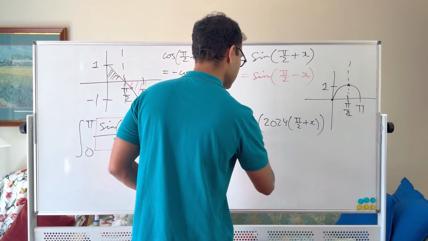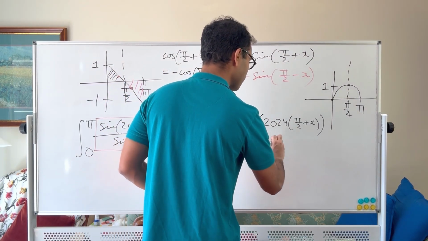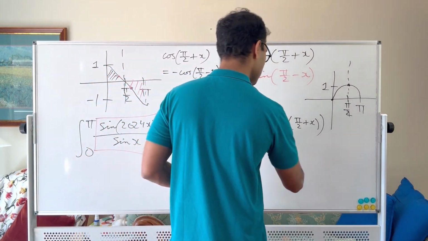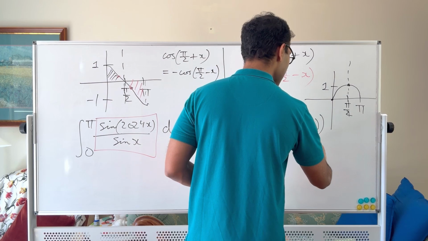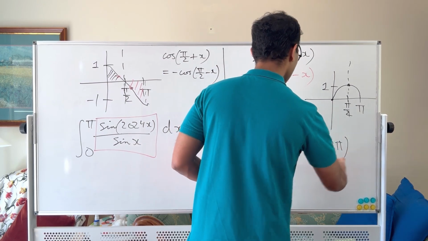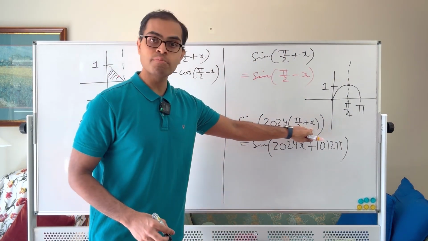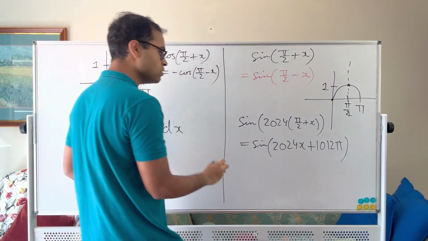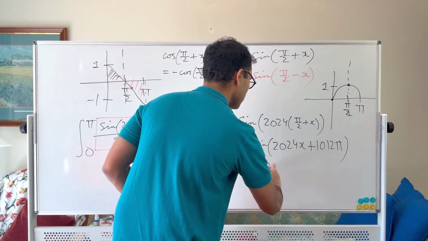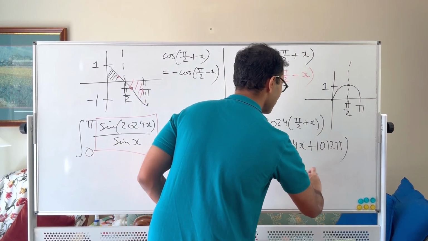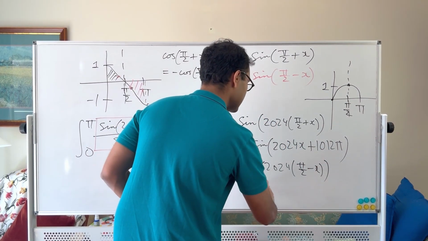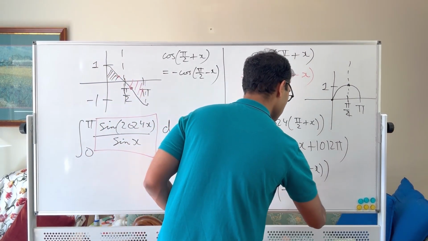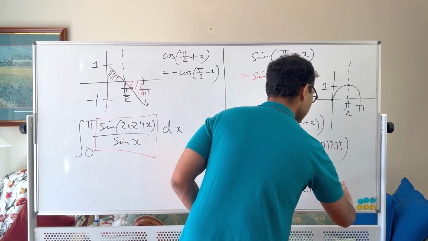So here we're going to have this, and this is going to equal the sine of 2024 times pi over 2, which is going to be 1012 pi. Okay, so it's going to be 2024x plus 1012 pi. And on the other hand, if we take pi over 2 minus x to see if there's a symmetry around the line x equals pi over 2, so if we look at sine of 2024 times pi over 2 minus x, we're going to get something interesting. It's going to be minus 2024x plus 1012 pi.